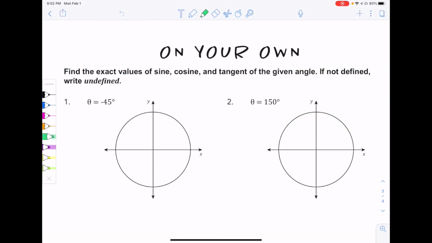Please try to complete the on your own section by yourself. The answer key is posted on my website if you would like to check out the solutions for these two problems.